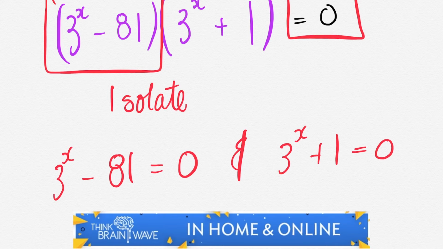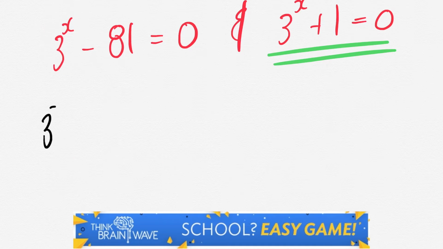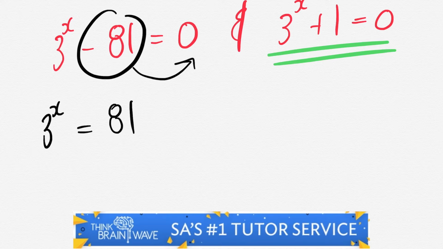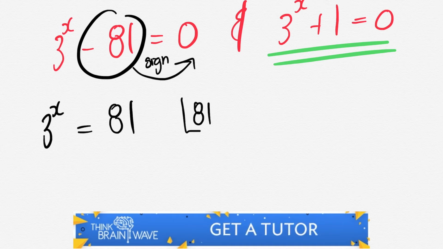Let's start on the left-hand side. Right, we have 3 to the x is equal to 81. Why is it plus 81? Because the sign has changed when the negative 81 crossed from the left to the right over the equal sign.